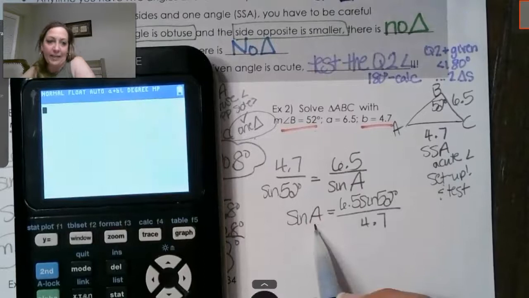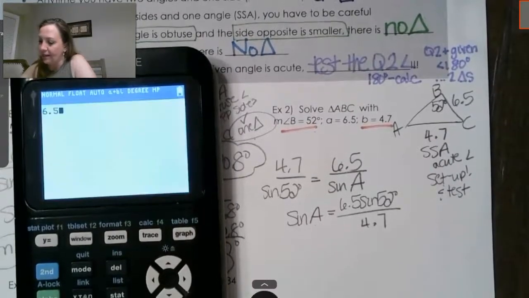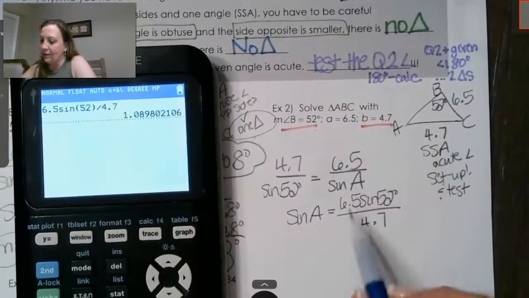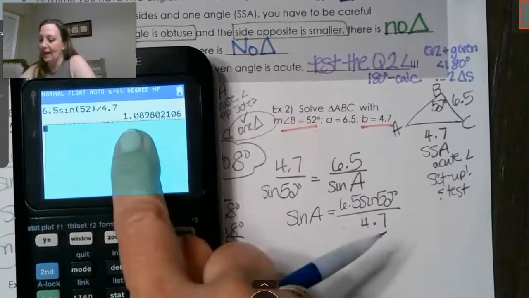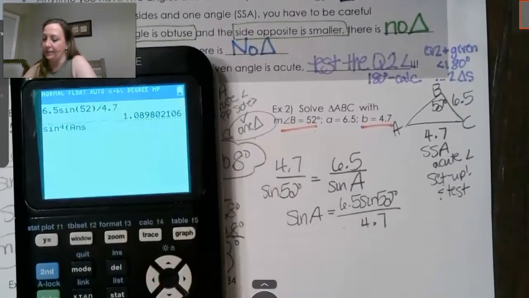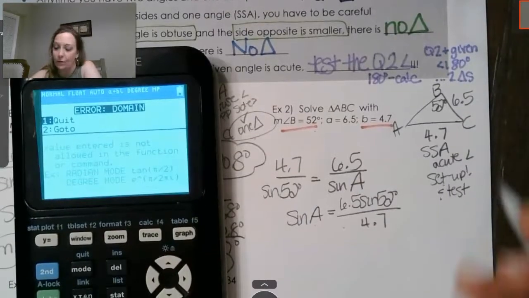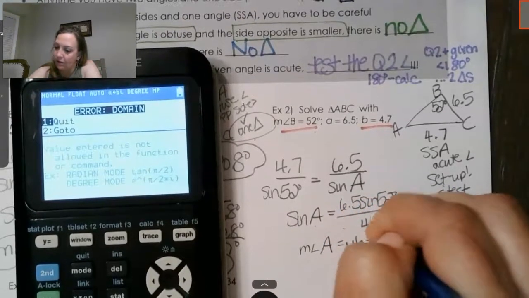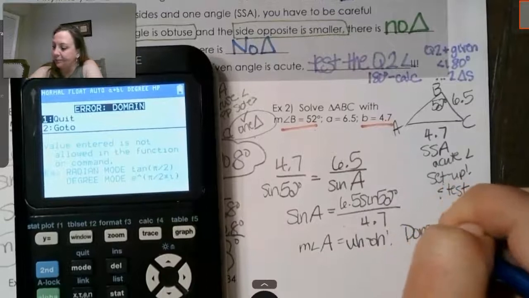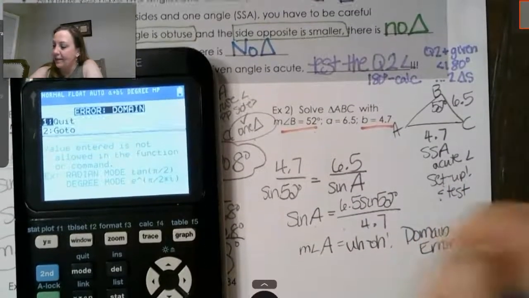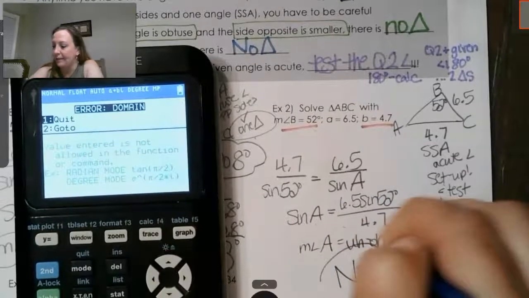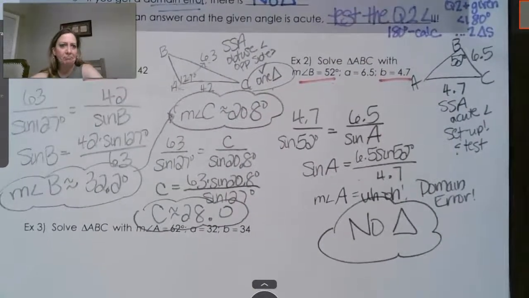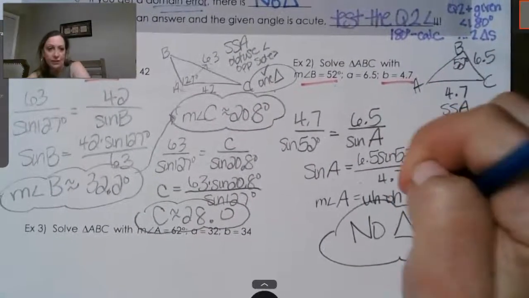So again, because I'm looking for the angle, if you forget and you type in 6.5 times the sine of 52 over 4.7 and you get something like this, just realize that you would have to then take the inverse sine of that answer. Uh-oh. When we try to find the measure of angle A, we get a domain error. And what that means is that there is no triangle that is possible. So that's kind of nice. Those are quick. And that's really all you need to say. Okay. Obviously, we want to see what led you to that conclusion.